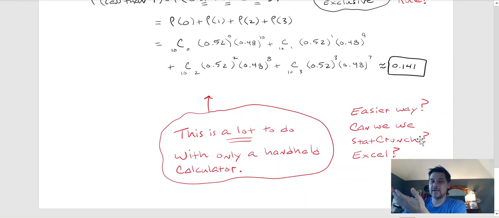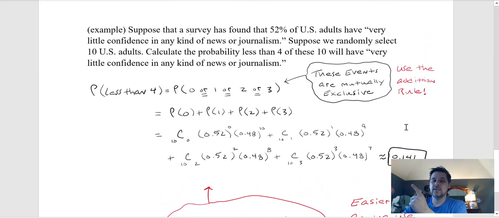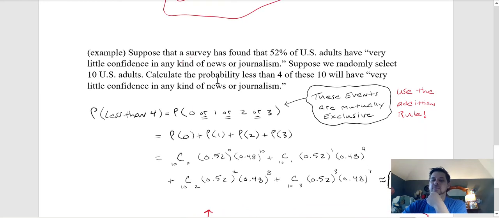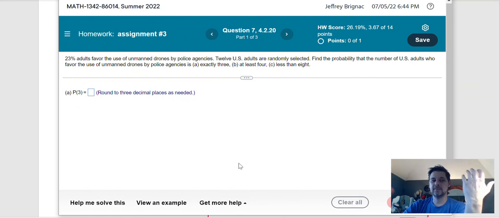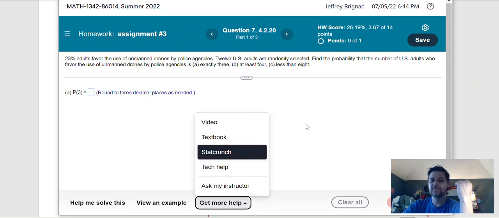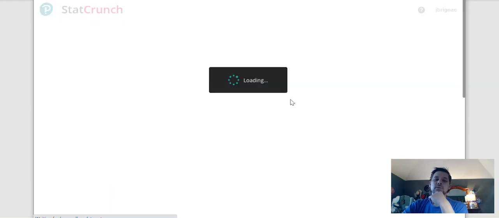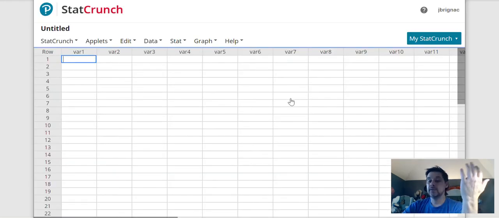Let me show you how to use StatCrunch. I want to do this same question with StatCrunch, okay? Now, so let's do this. Like, say, here's how you might have access to this. Like, I just have the homework open. This is no particular question, but if I go to get more help, I can open StatCrunch. Okay? And here we are in StatCrunch.